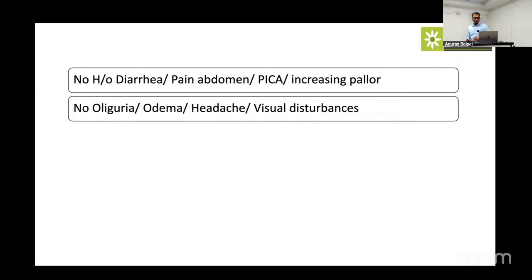There was no history of oliguria, edema, or features suggestive of hypertensive emergency. Why are you looking at hypertensive emergency? We are trying to rule out CKD by clinical negative history, sir.